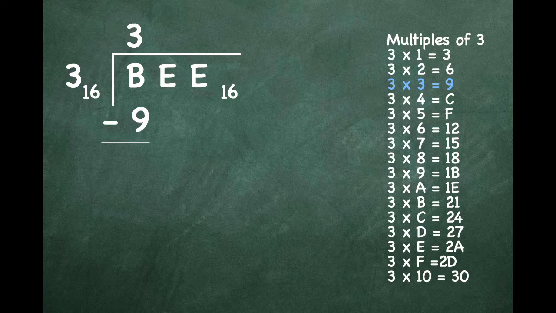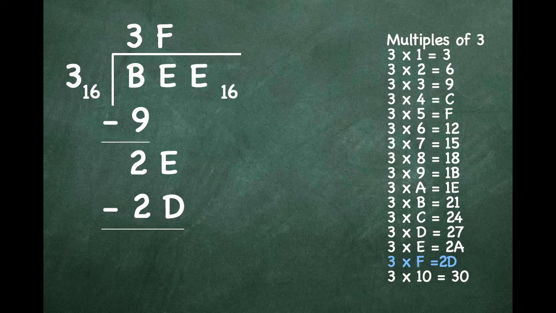We know that B equals 11 base 10, so 11 minus 9 equals 2. Bring down E and start all over again. Now we have to divide 2E by 3. Look at the multiples of 3 in the chart, and the closest we can get to 2E is 2D, which is 3 base 16 times F base 16. Write F above the bar line and subtract 2D from 2E. We get a remainder of 1.